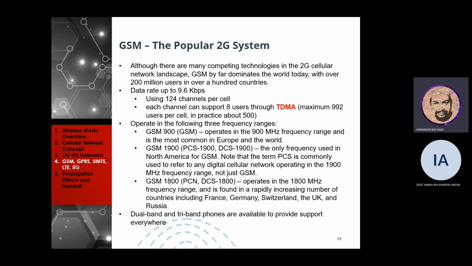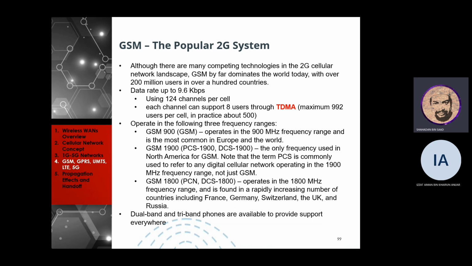So it operates in the following three frequency ranges: 900, 1900 and 1800. GSM 900, GSM 1900, GSM 1800. GSM 900 operates in the 900 MHz frequency range and is the most common in Europe and the world. GSM 1900, also called PCS 1900, is the only frequency used in North America for GSM. Note that the term PCS is commonly used to refer to any digital cellular network operating in the 1900 MHz frequency range, not just GSM.